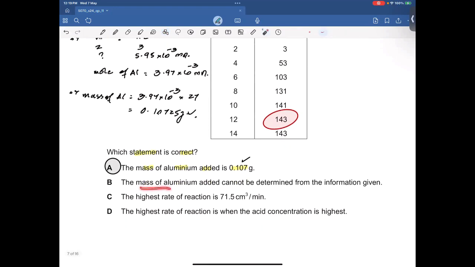Next statement: the mass of aluminum added cannot be determined from the information given. By the way, I calculated the mass of aluminum from the information given, which means statement B is incorrect. Next: the highest rate of reaction is 71.5 cm³ per minute. The highest rate of reaction is 75 cm³ per minute.